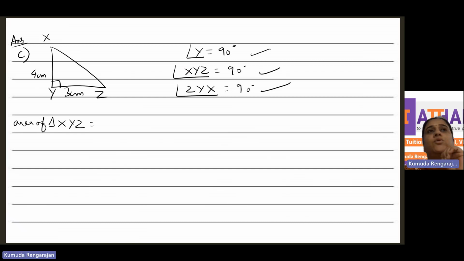Now you can name angles using a single letter. You need to focus, Dhanvin. You can name angles using 1 letter or 3 letters, not 2 letters. If it is 1 letter, where is the angle formed? At which vertex is it formed? The angle is formed at Y, vertex Y. So angle Y is 90 degrees. That is one way of saying.